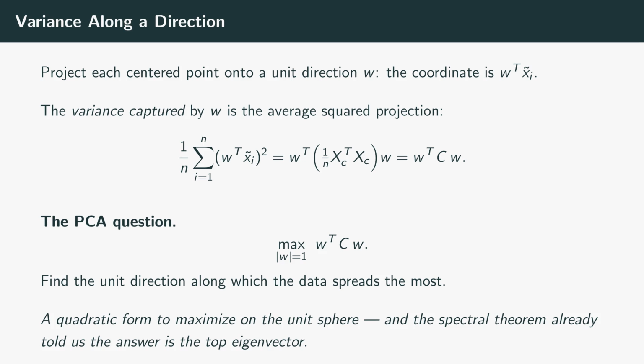The entire goal of principal component analysis can now be stated in one line: maximize W transpose CW over all unit vectors W. Find the single direction along which the data spreads the most. But we have seen this exact problem before. Maximizing a quadratic form of a symmetric matrix over the unit sphere is the Rayleigh quotient, and the spectral theorem already handed us the answer. The maximizing direction is the top eigenvector of C, and the maximum value is its eigenvalue. PCA is variance maximization, and the spectral theorem solves it instantly.